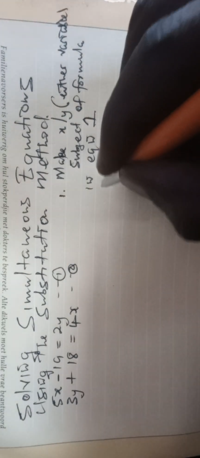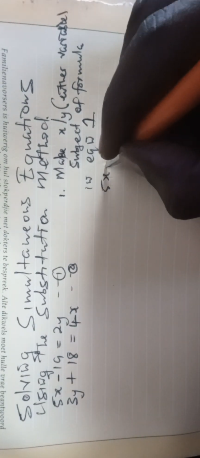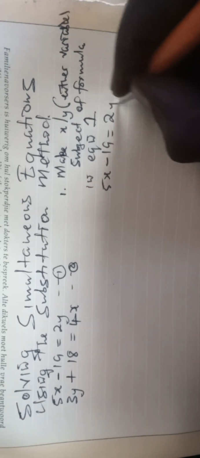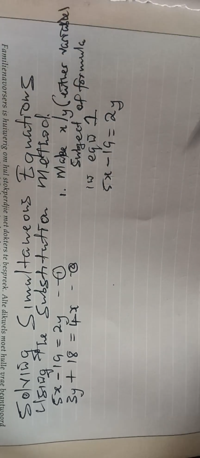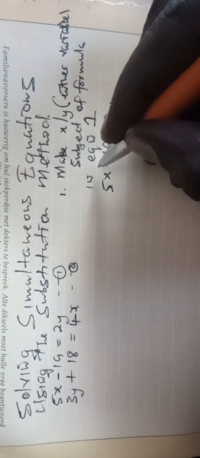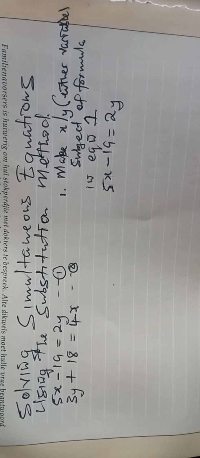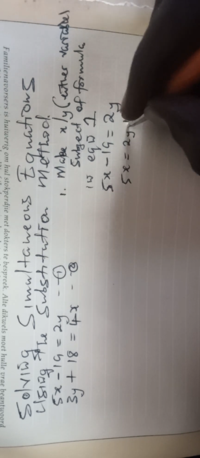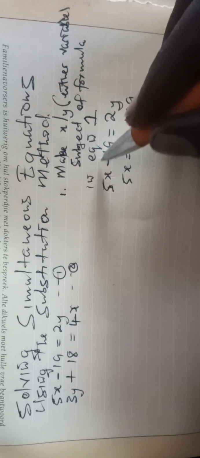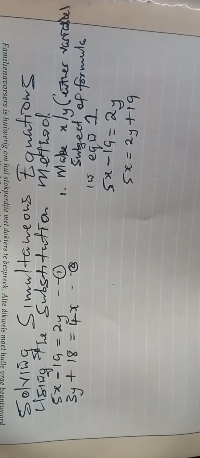So in this scenario, our equation 1 is 5x minus 19 equal to 2y. And if we make x subject of formula, it simply means we are expressing x in terms of y and the constant which is available. Meaning to say the coefficient of x is supposed to be 1 and the power of x also is supposed to be equal to 1. So if we say 5x is equal to 2y plus 19, we simply removed the negative 19 from this side and posted it to the other side of the equal sign.